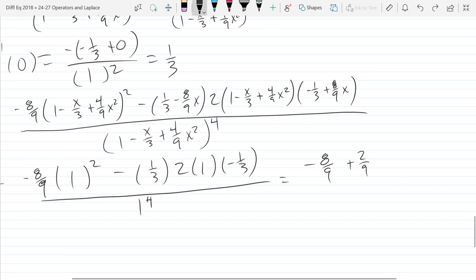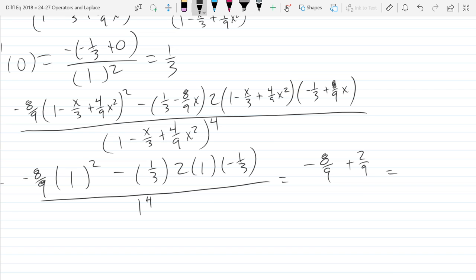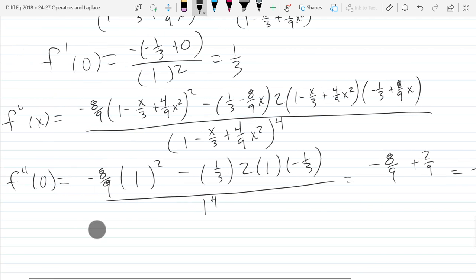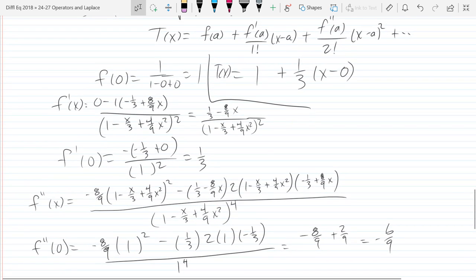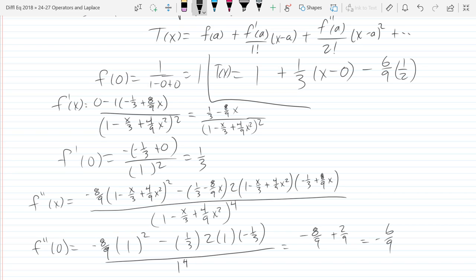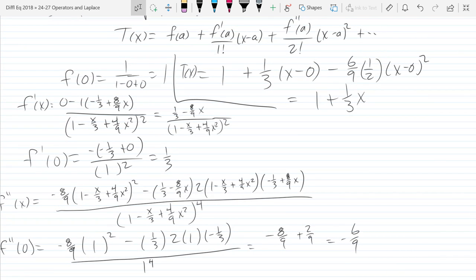So 8/9 plus negative 8/9 plus 2/9 is negative 6/9. Okay, so that is f double prime of a. So we can take that negative 6/9. Now it's supposed to be divided by 2 from that 1 over 2 factorial, times x minus 0 squared. So we got 1 plus 1/3 x minus 3/9, which is minus 1/3.